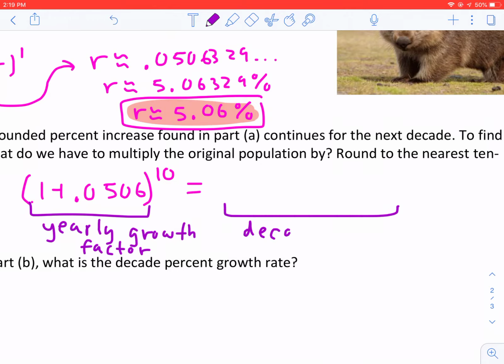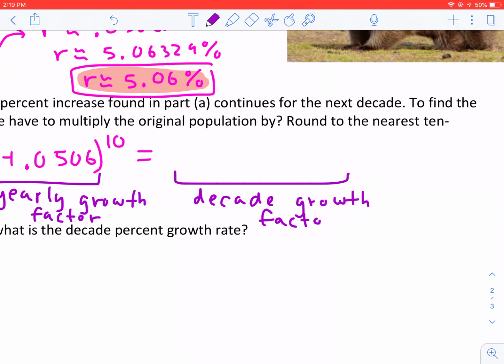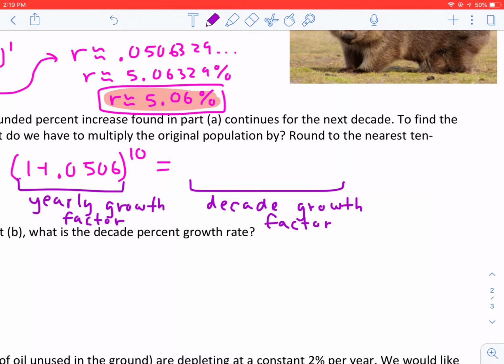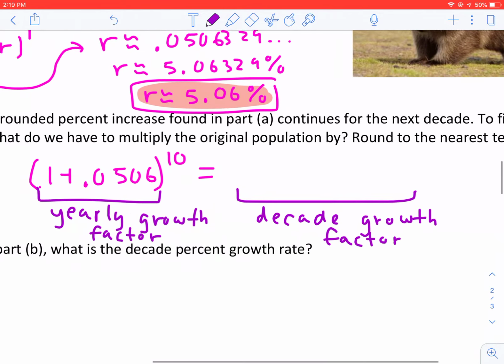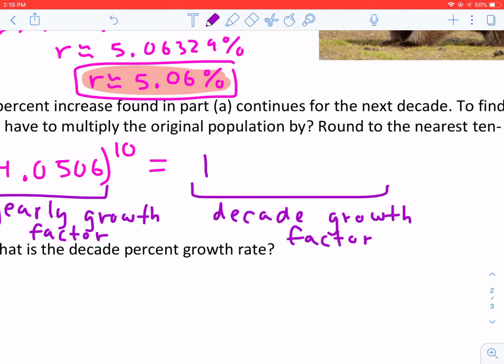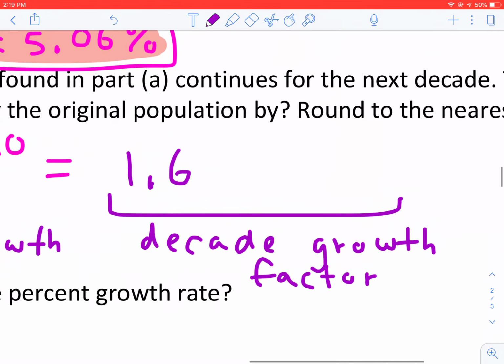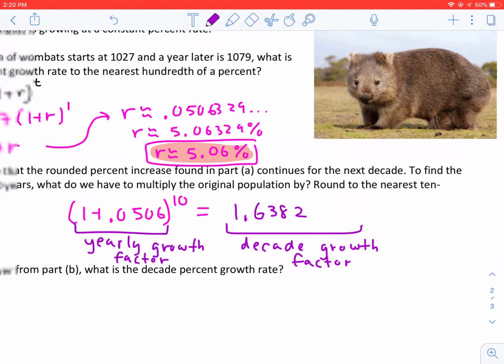We can multiply by this new amount to figure out what I need to multiply by each decade to see how much I have afterwards. So this is about, round to the nearest 10 thousandths. So hold on. 1.0506 to the 10th power, that's going to be, nearest 10th, 100th, thousandths, 10 thousandths. So 1.6382.